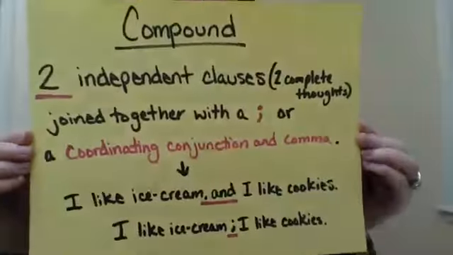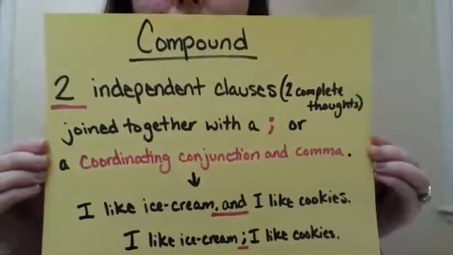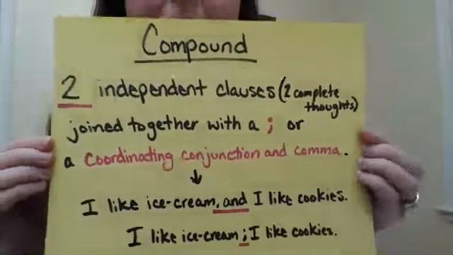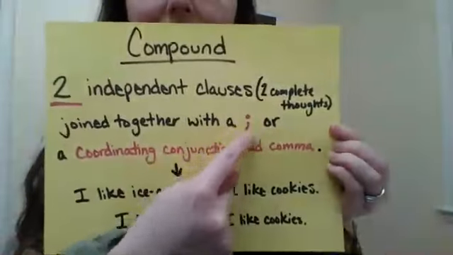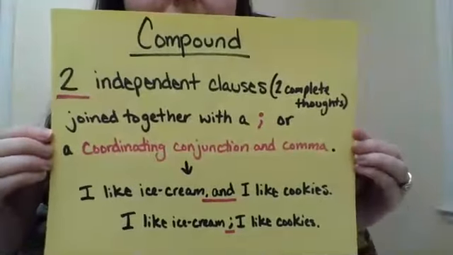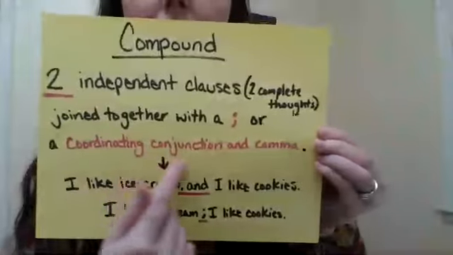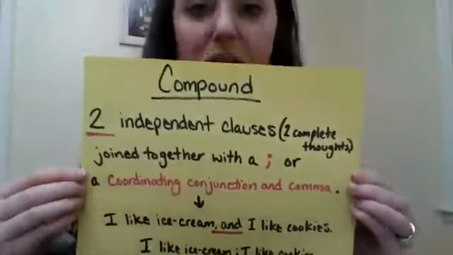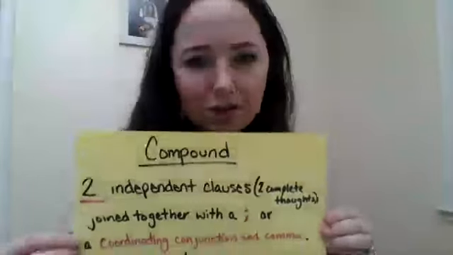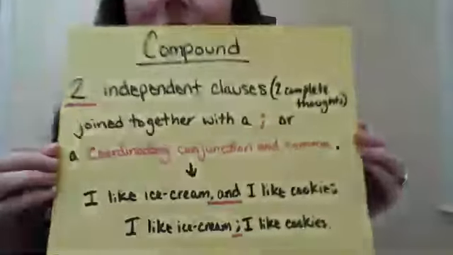This is when you take 2 independent clauses, so that's 2 complete thoughts, and you join them together with a semicolon. That's what that is. That is a semicolon. Or a coordinating conjunction and comma. You may know the coordinating conjunctions as fanboys. For, and, nor, but, or, yet, so. Those are all your fanboys.